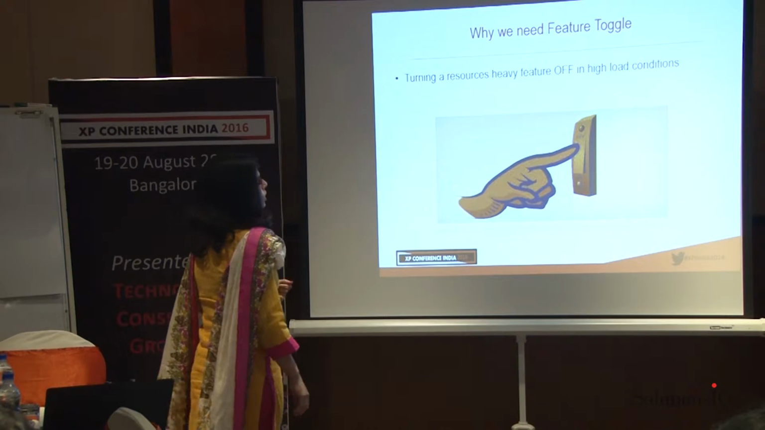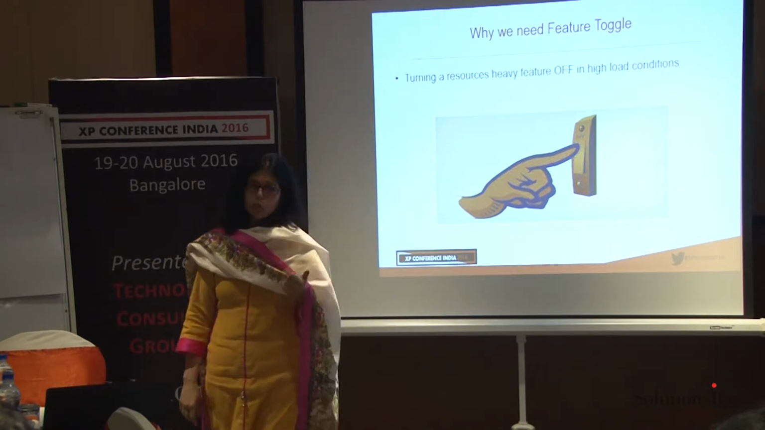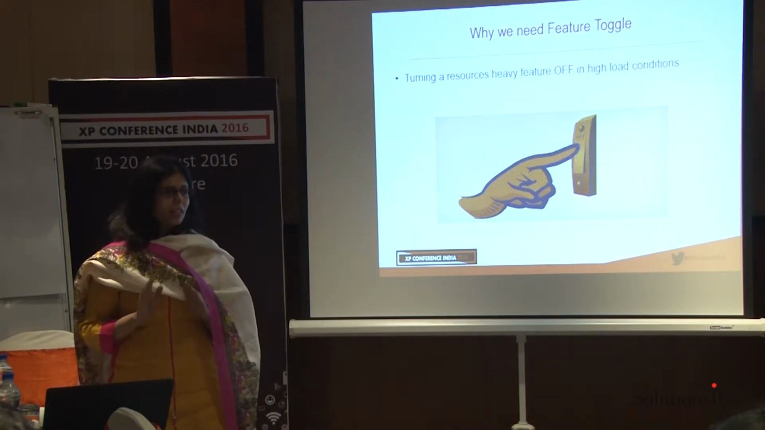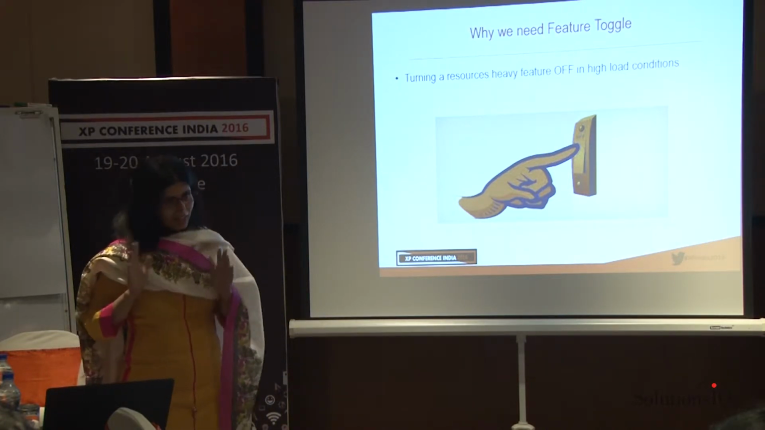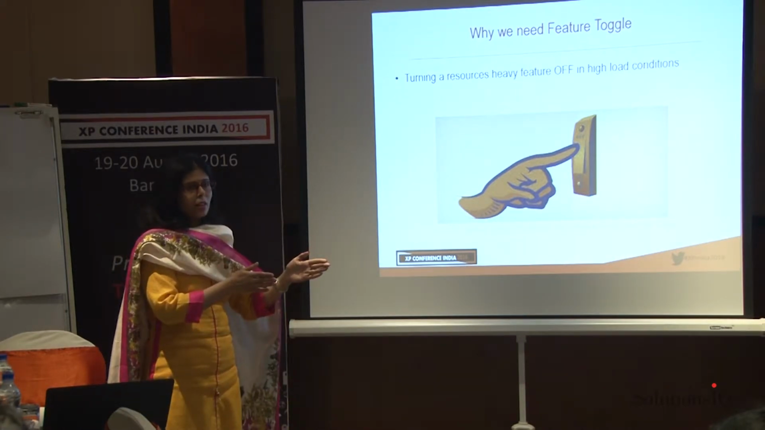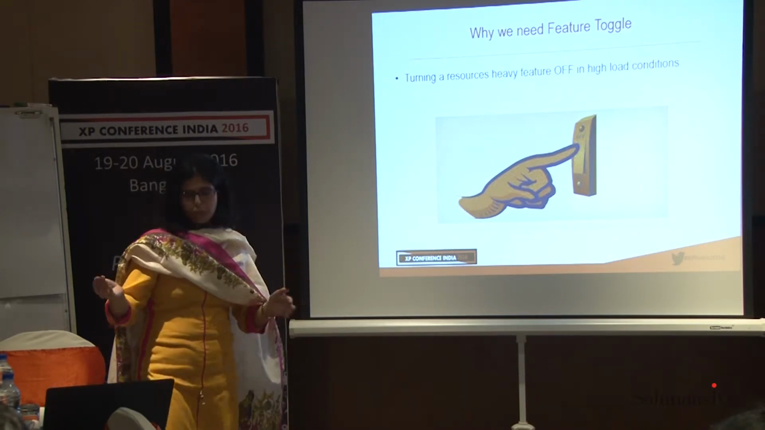Another use: turning a resource-heavy feature off in high-load conditions. Again, the recommendation engine was one such example. If you have a feature which is taking a lot of load, and you want some other application to take care of that, you can switch that part of the application off.